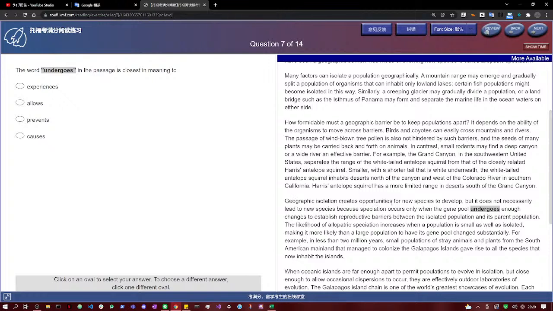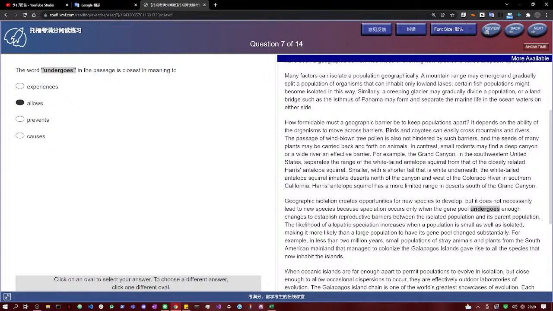Geographic isolation creates an opportunity for new species to develop, but it does not necessarily lead to new species, because speciation occurs only when the gene pool undergoes enough change to establish reproductive barriers between the isolated population and its parent population. The likelihood of allopatric speciation increases when a population is small as well as isolated, making it more likely than a large population to have its gene pool change substantially.